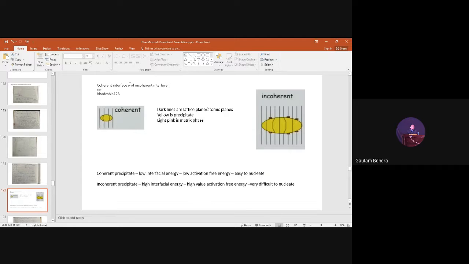Now coherent and incoherent precipitate. Achha, how many of you have heard this term earlier?